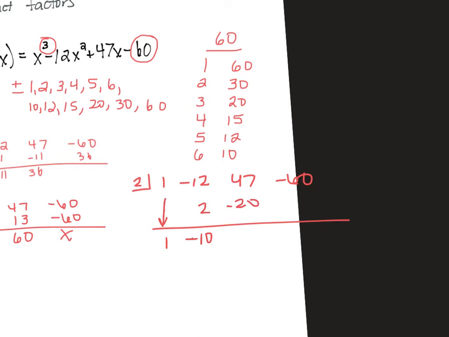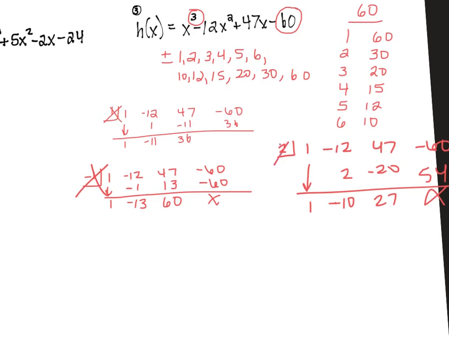What's 47 and negative 20? 27, all right. 27. Thank you. 27 times 2 gives me 54. Does that one work? No. Nope, okay. So let's try what? Negative. -2, good.